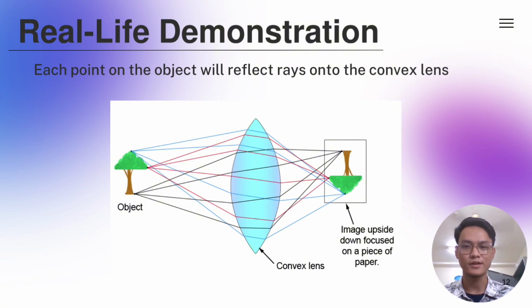This diagram shows that each point on the object will reflect light rays onto the convex lens. Light from a point can meet at another point on a piece of paper on the other side of the convex lens. For every object, there are numerous rays being sent into the convex lens at many angles, but all these rays can become focused back into one image. So here are the reasons why the image forms upside down.